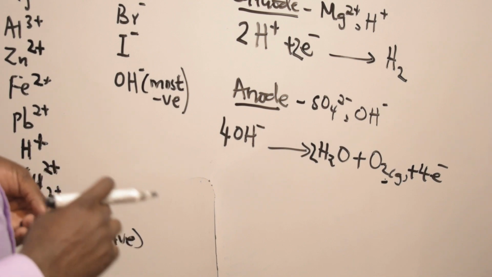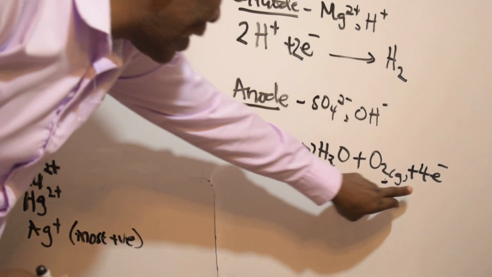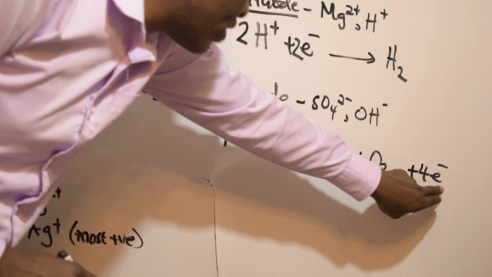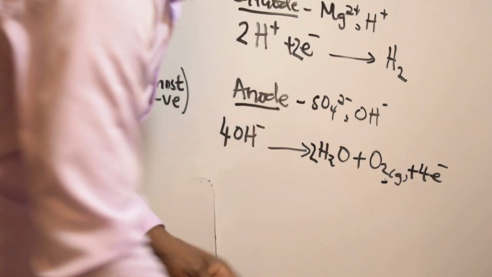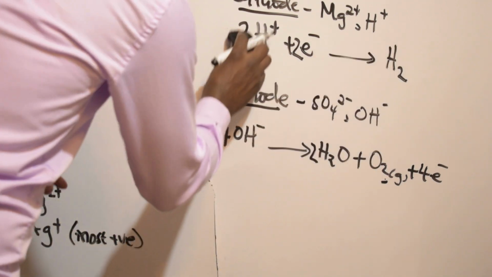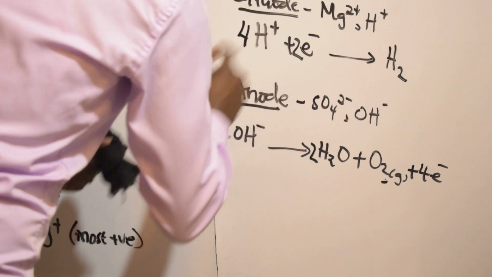Now, for the sake of balancing the electrons here, what happens is that the electrons that are lost at the anode are the very same electrons that will be gained at the cathode. Therefore, the most accurate equation to write here is to multiply the whole of this equation by 2, so that here 2 times 2, obviously I get a 4.